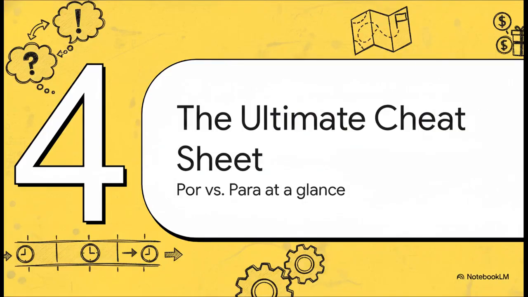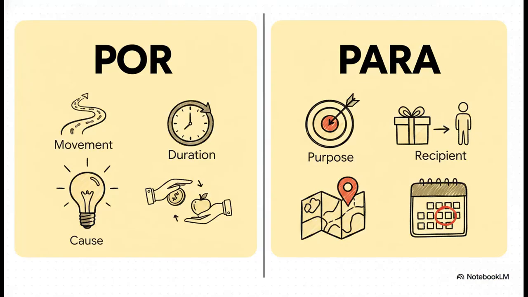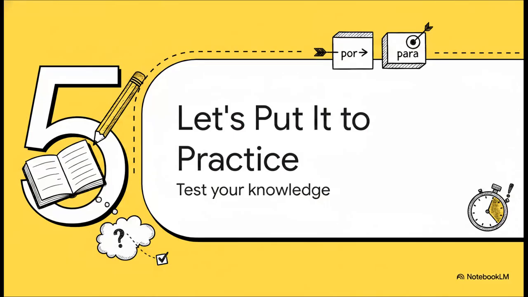Okay, we've covered a lot of ground. So now let's bring it all together on one screen so you can see the core differences side by side. Think of this as your new quick reference guide. And there you have it. On the left, you've got por, our journey word, the cause, the movement, the duration, the exchange. Then, on the right, you've got para, our destination word. The purpose, the recipient, the place you're going, the deadline. See how it all comes back to that one simple idea? Journey versus destination.